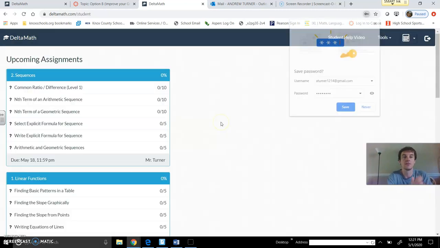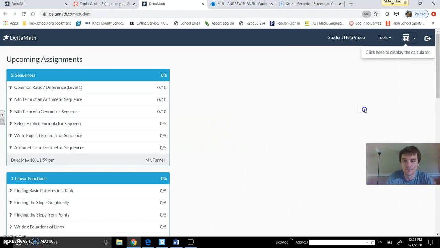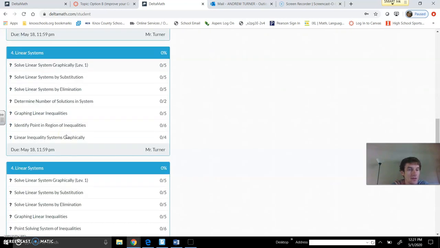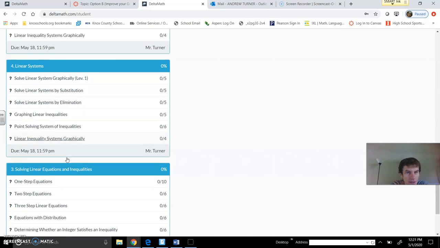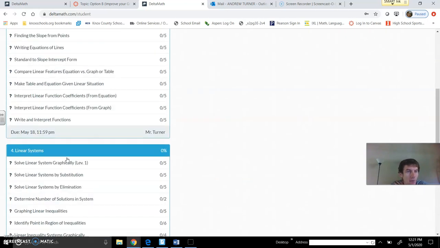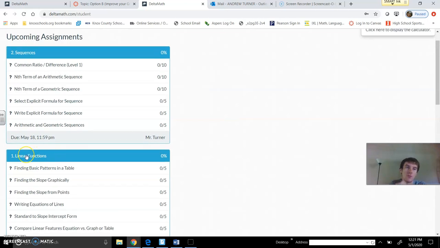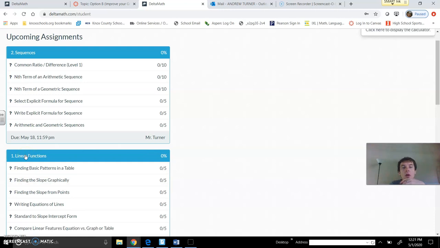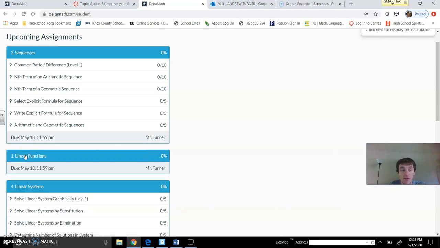And let's look at what we have here. The first thing it looks like, it says you have upcoming assignments. We got some sequences, we got some linear functions, we got some linear systems in here twice. I'll make sure that I only have it in here once. But we're going to start with the very first one, number 1, linear functions. Looks like it's due on the due date of May 18th.